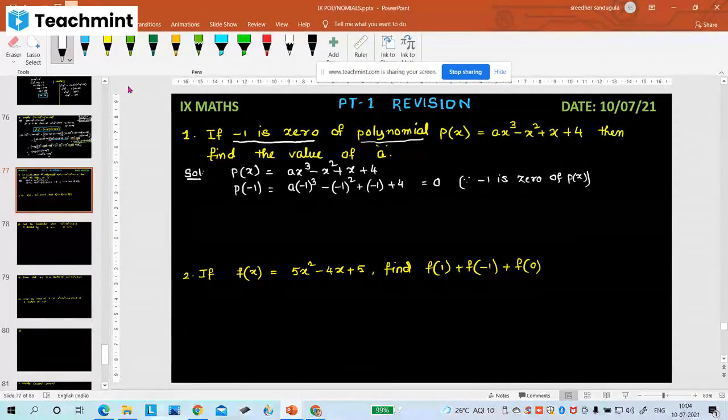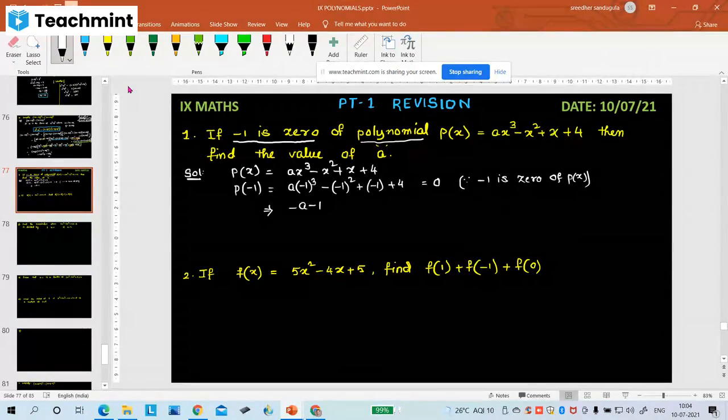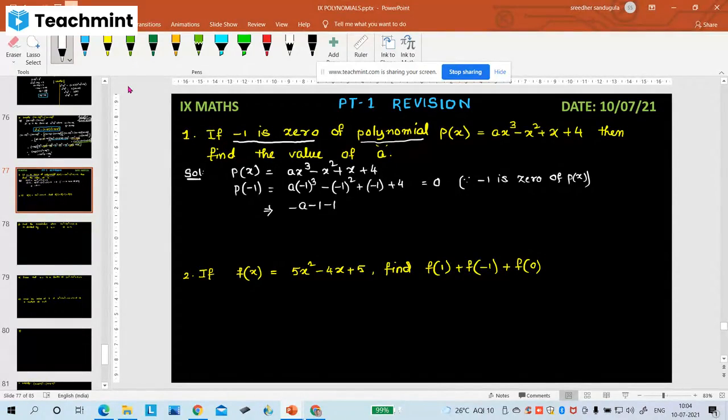Now let us see this here. If you simplify this, minus 1 whole cube means minus 1. Minus 1 into a is minus a. Minus 1 whole square means 1. 1 into minus is minus 1. Again minus 1 and plus 4 equal to 0.